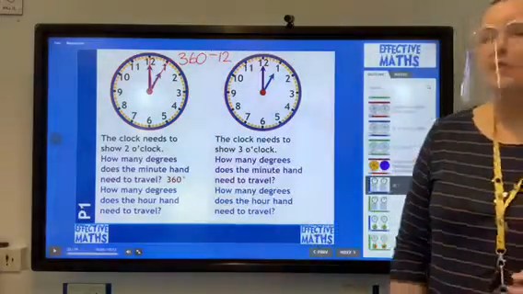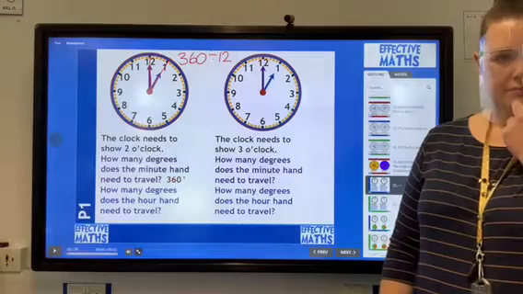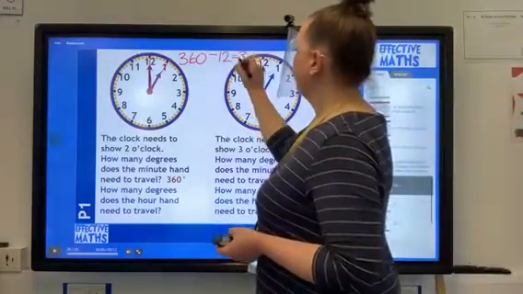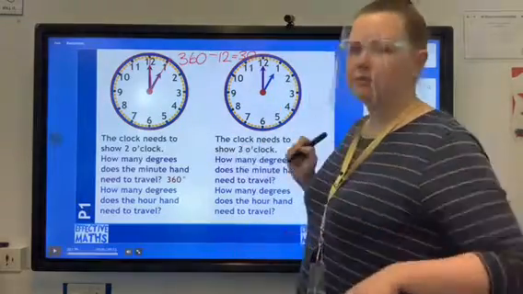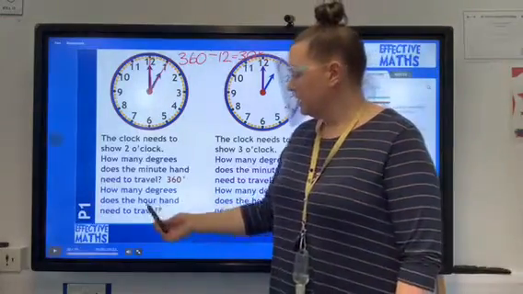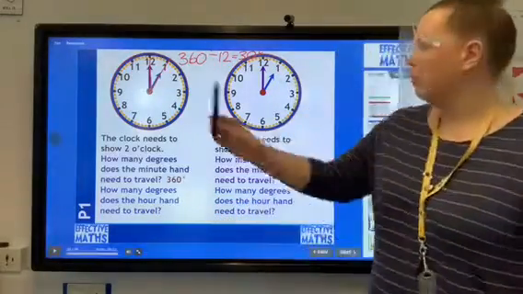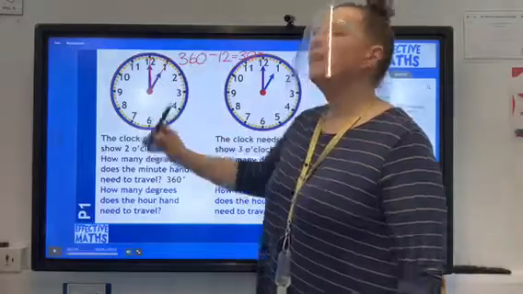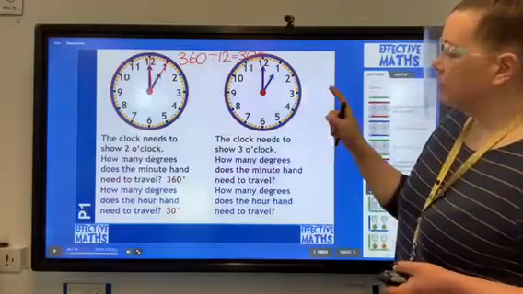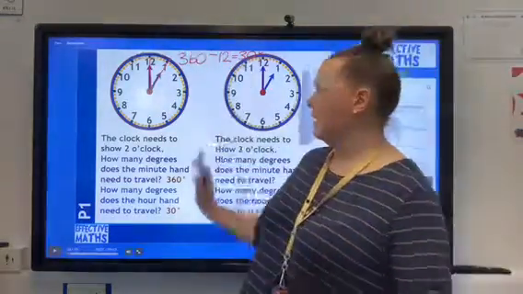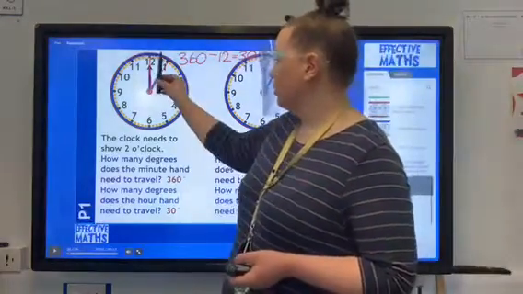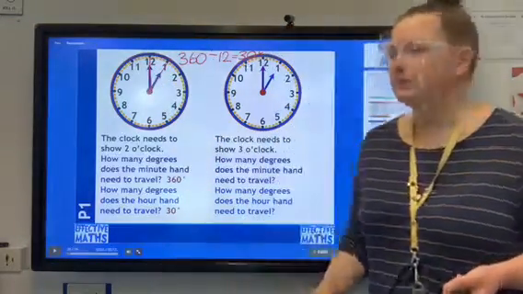So what is 360 divided by 12? It's 30. So, 30 what? Degrees. How many degrees does the hour hand need to travel then to go from 1 to 2? 30 degrees. So, the minute hand has gone the whole way around the clock, so that is 360 degrees. The hour hand has gone from 1 to 2, which is 30 degrees.